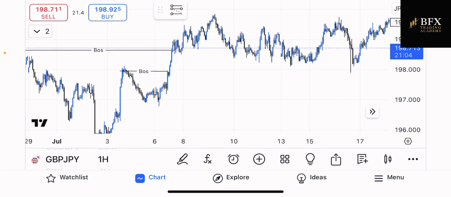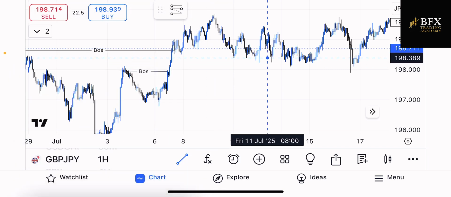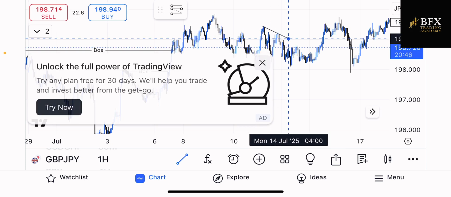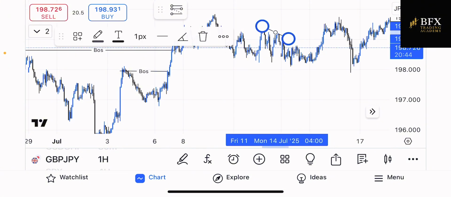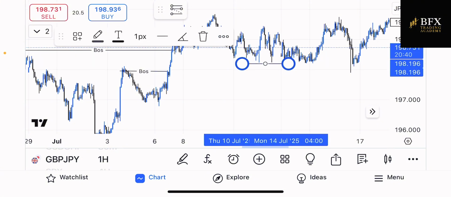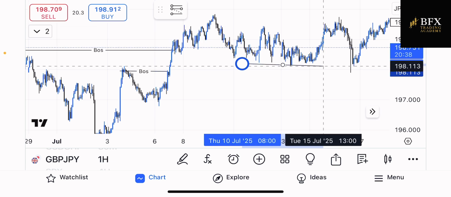And those wicks under or above, they are liquidity. The wicks you see are called liquidity. The wicks you are seeing up here, they are liquidity. The wicks you see down here, they are liquidity. Are you seeing it?